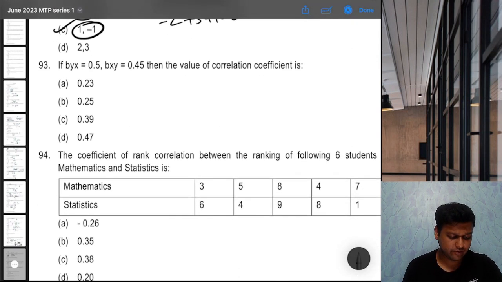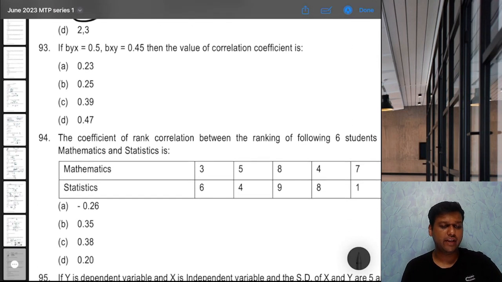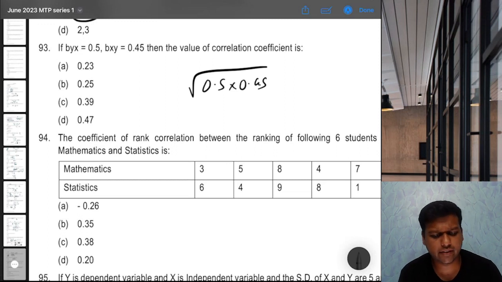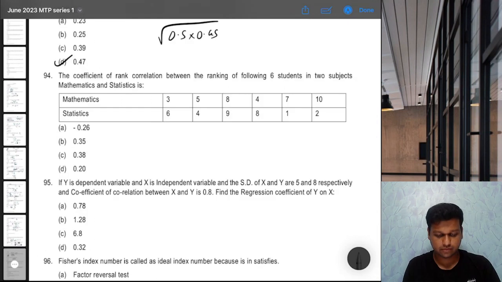Next, 93. If byx is 0.5, bxy is 0.45, then what is the correlation coefficient? We just solved it, right? It will be root of 0.5 into 0.45, what is it? 0.47, option D. Okay, so next is question 94.